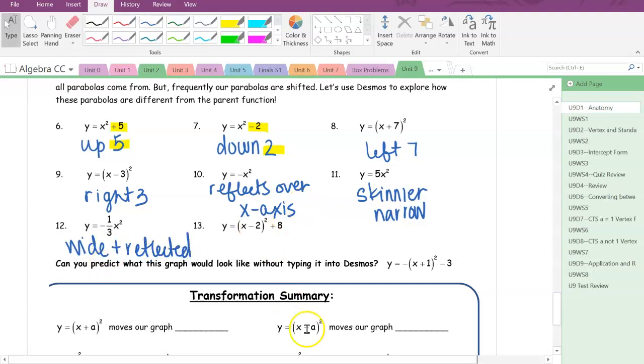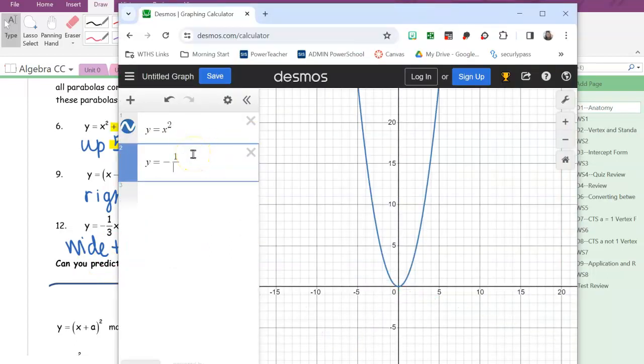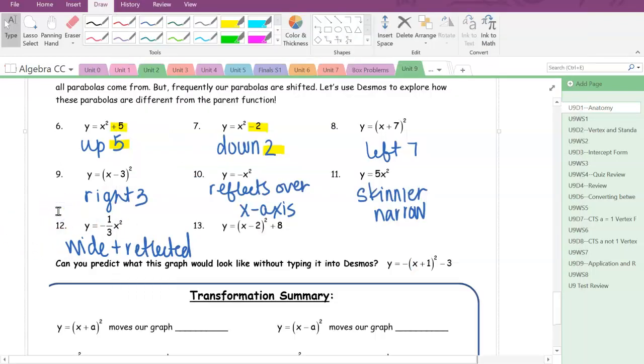In number 13, I also have 2 things going on. I have (x minus 2) squared. Get rid of all this. So there's the (x minus 2) squared. Notice it moved it right 2, but I'm also adding 8. So think about what that did. It not only moved it to the right 2, but we also moved up 8.